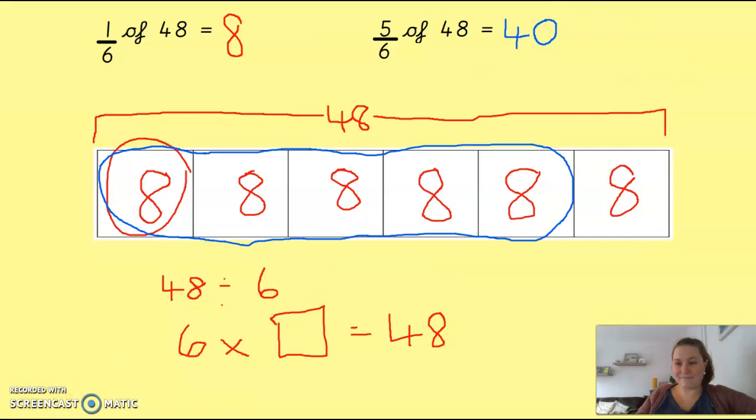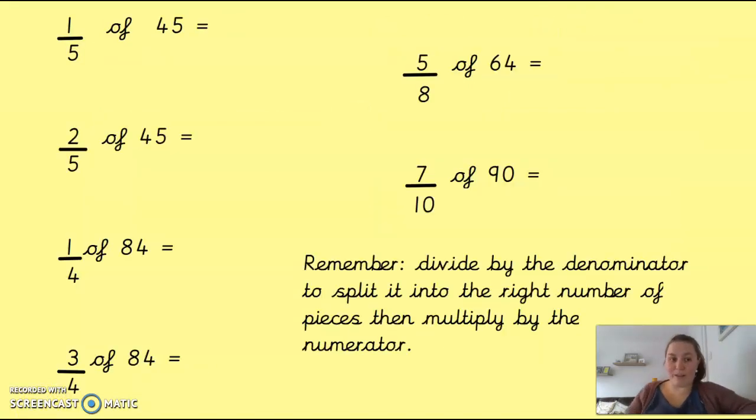Okay. Let's set you off to try some of your own. So there are a few example questions here. We've got 1/5 leading into 2/5, 1/4 leading into 3/4, and then 2 sort of random ones for you to try. And remember, you divide by the denominator to split into the right number of pieces, and then you multiply by the numerator. It might be helpful for you to draw out your bar diagram, draw your little boxes, and visualize it that way. So pause the video here, have a go at these 6 questions, and then come back for the answer.